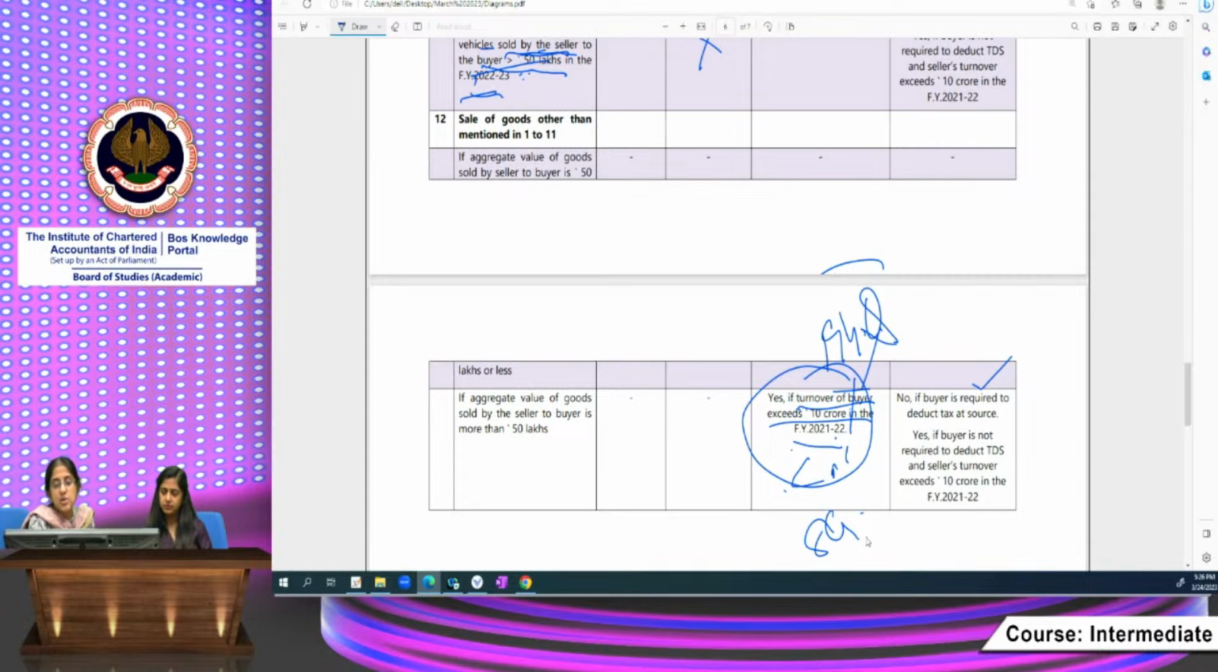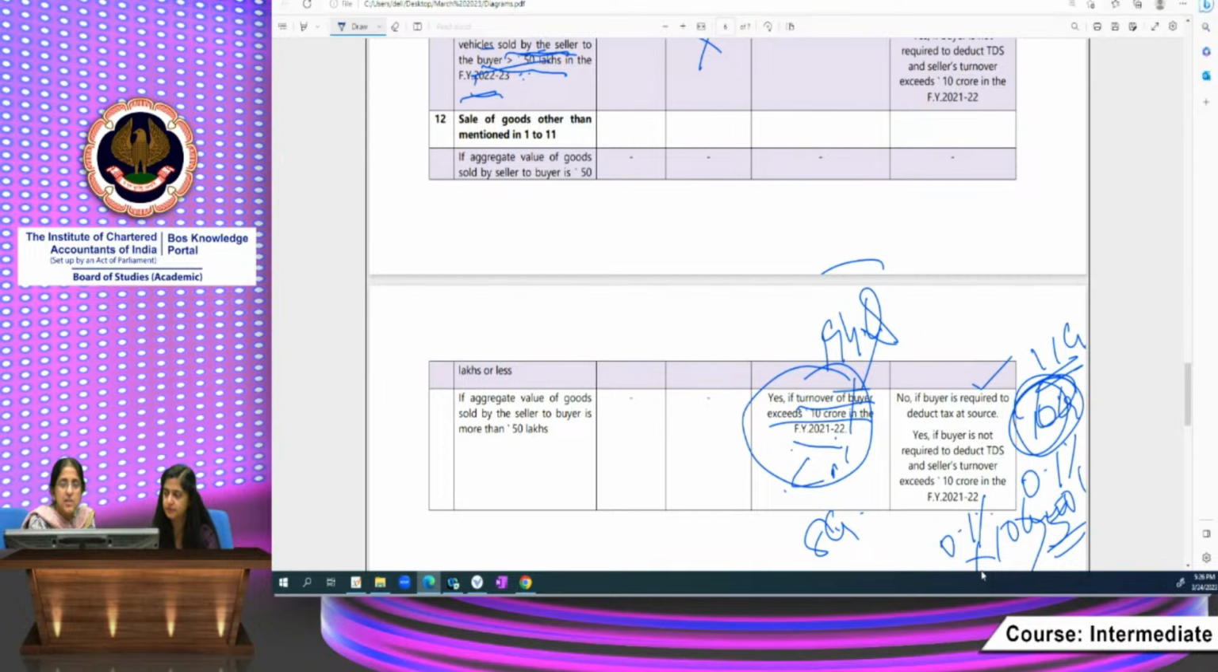If the seller's turnover exceeds 10 crore, suppose his turnover is 11 crore, he has to collect tax at 0.1% of the amount exceeding 50 lakh. That you have to see. Suppose the amount is 60 lakh, only on 10 lakh you have to collect tax at 0.1%. Same with TDS also, it's the amount exceeding 50 lakh, provided his turnover exceeds 10 crore. But if his turnover also doesn't exceed 10 crore, then there's no liability of TDS and TCS.